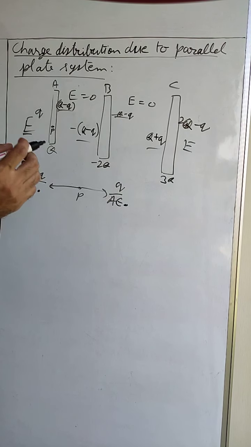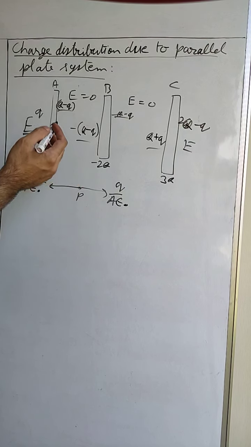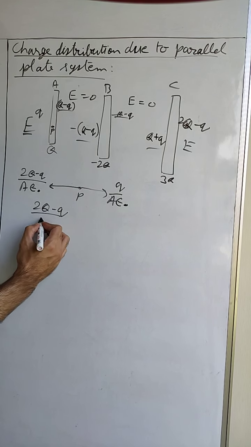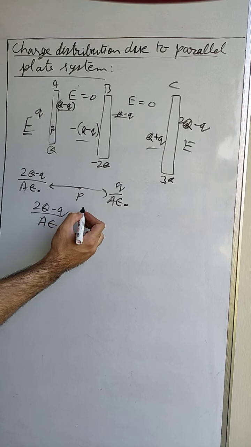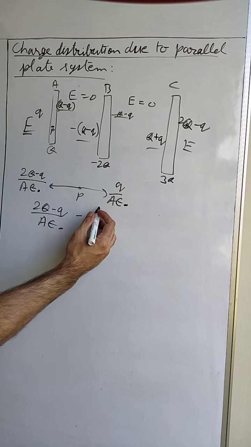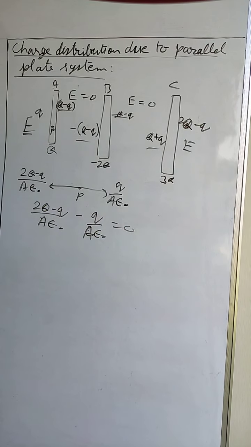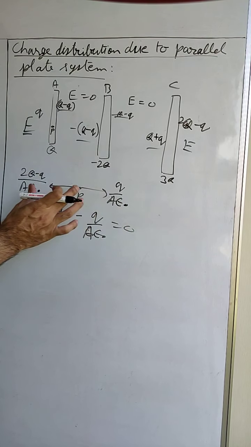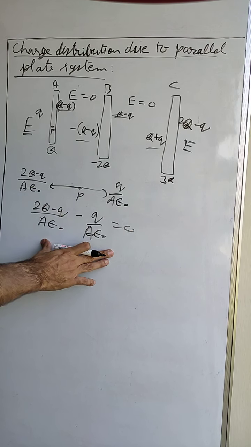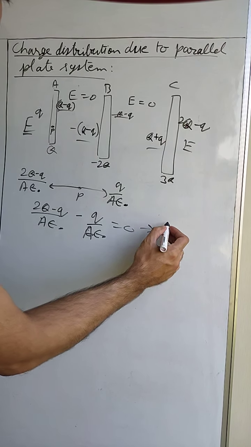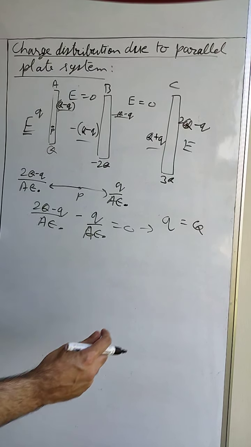Now we have already studied that if a point is inside a metal conductor, the net electric field at it should be equal to 0. So if we put that into consideration and make an equation, then 2Q minus q upon A epsilon naught minus q upon A epsilon naught should be equal to 0, because to make the electric field 0, these two have to be equal. If you solve this equation, you will find that small q will be equal to capital Q.